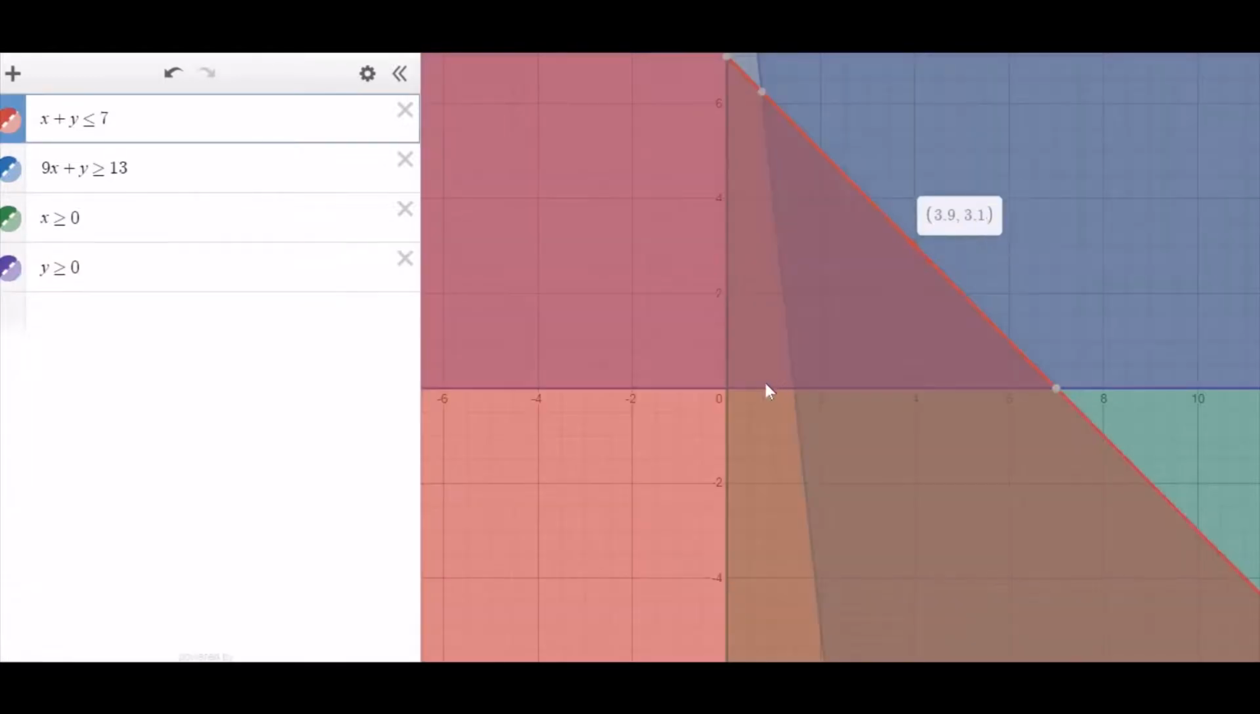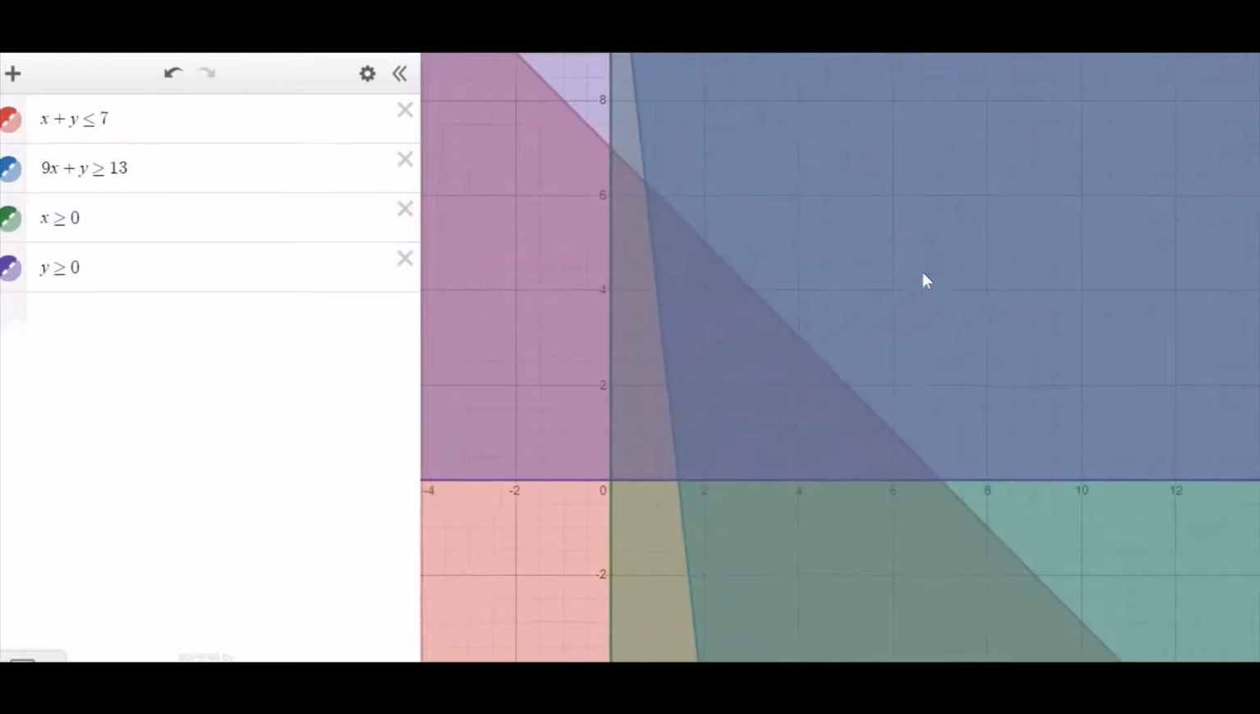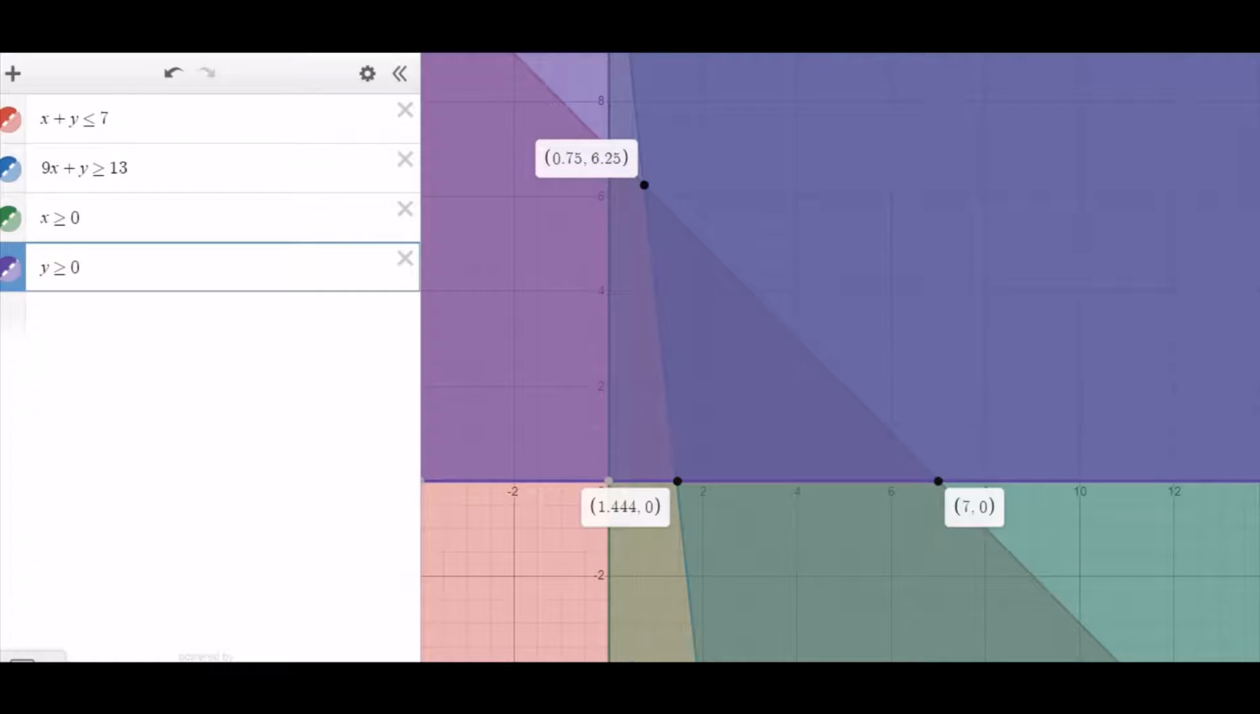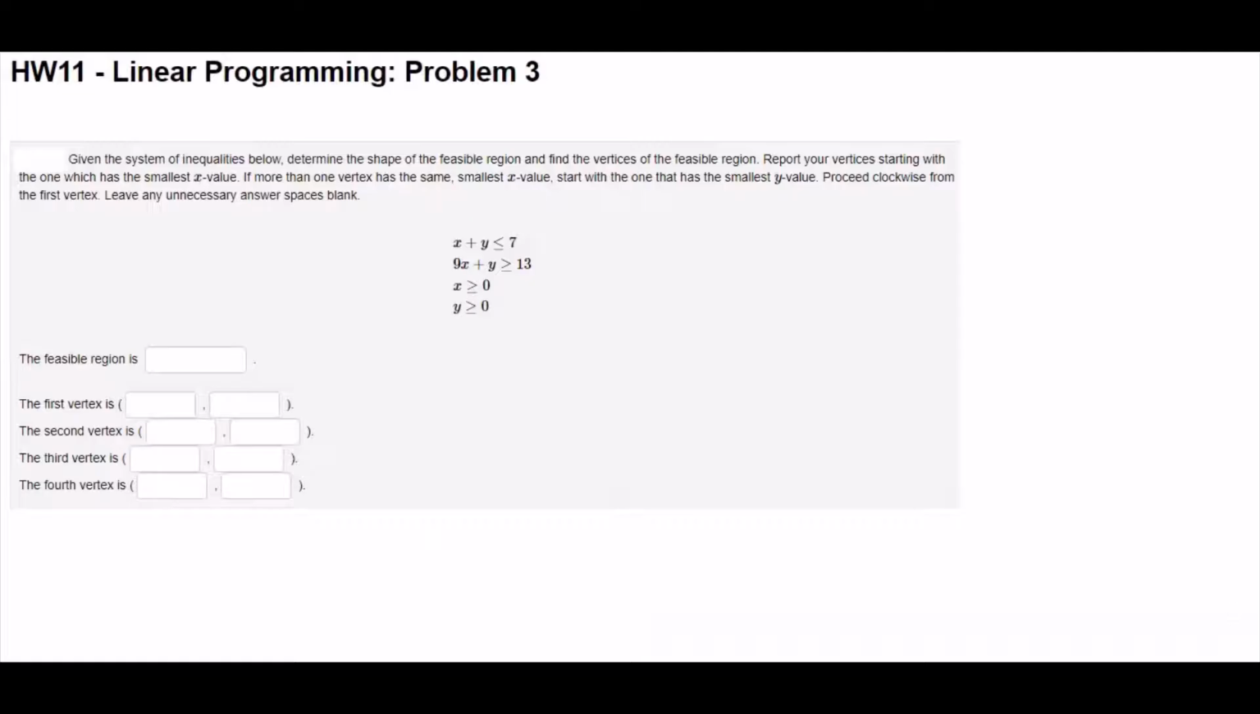So our feasible region is this triangle, because that's the intersection of all constraints. So our vertices are these. So 0.75, 6.25, 7, 0, and 1.444, 0 are our vertices. Let's go ahead and write that. So if we simulate, this is our triangle region.